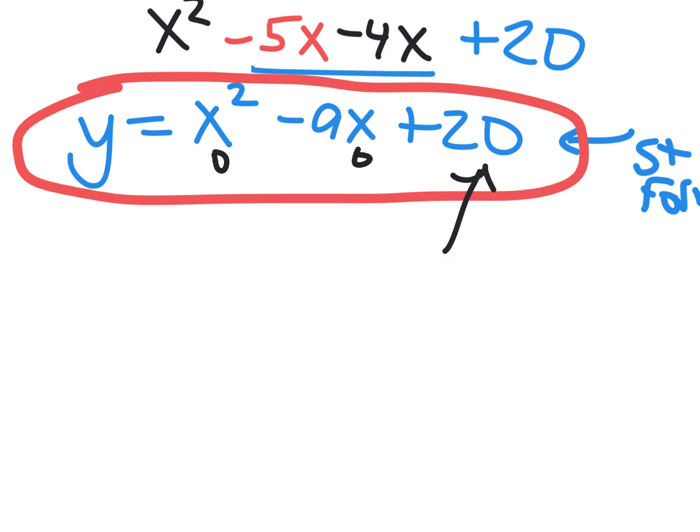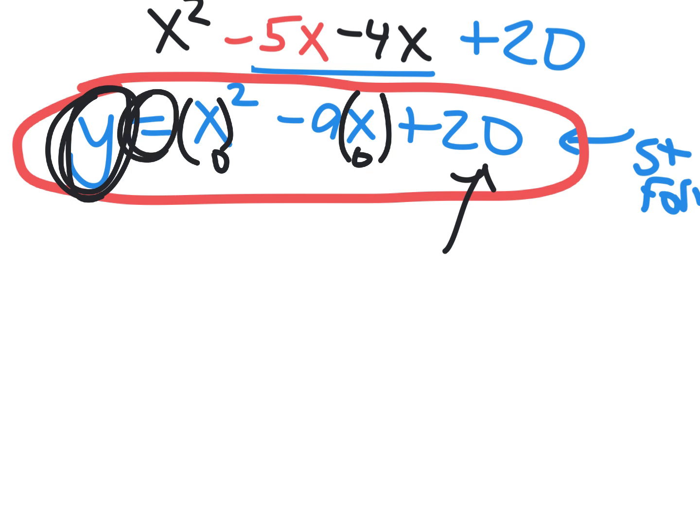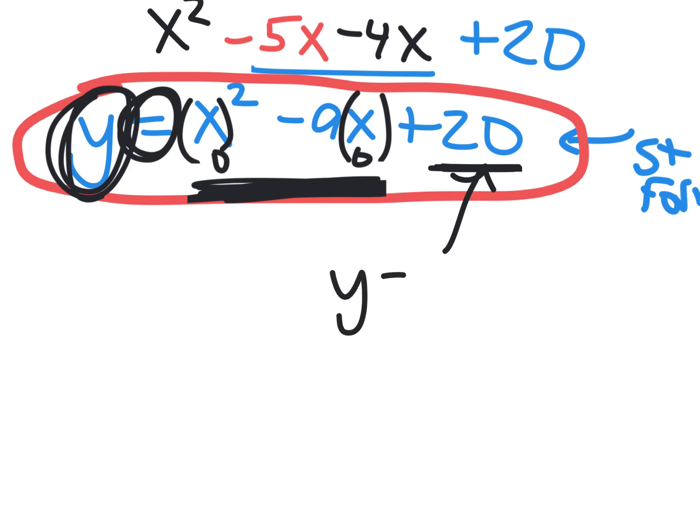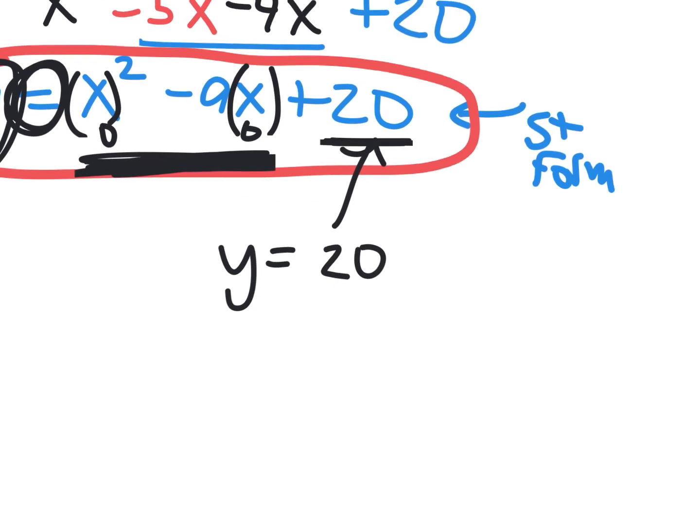That one. Because when I put in x is 0, here and here, these are all gone because you put in 0, and y equals 20. That's what that is good for. So that's what standard form is good for. The last number in it is the y-intercept. Y equals 20 is the y-intercept.